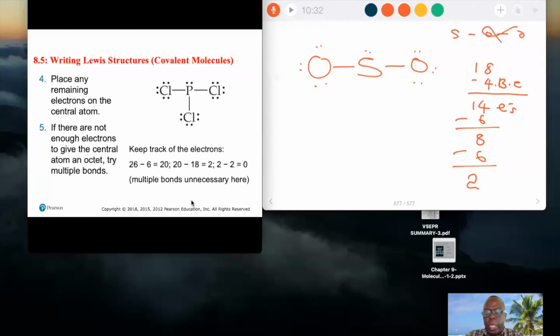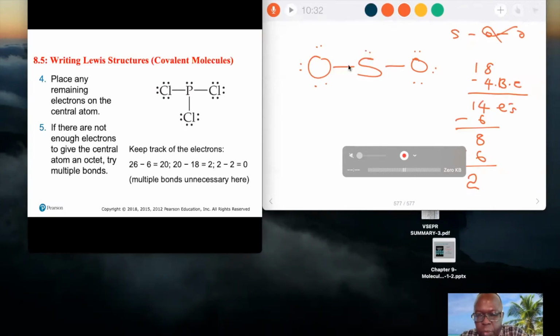So if you do the inspection on this molecule, you will notice that sulfur has 6 electrons. We have 2 here, 2 here, 2 here. 1, 2, 3. It does not satisfy the octet rule. But first oxygen, second oxygen, they satisfy the octet rule.